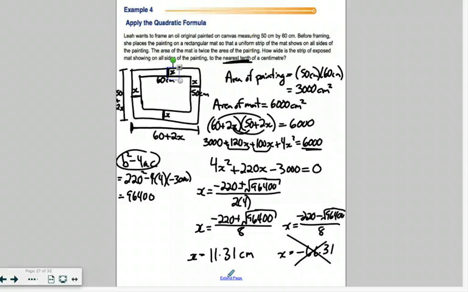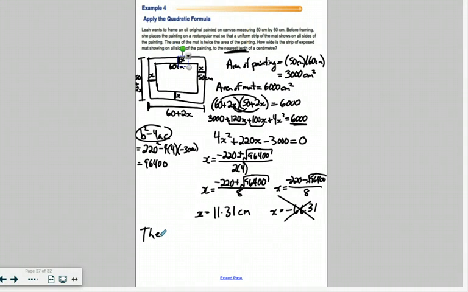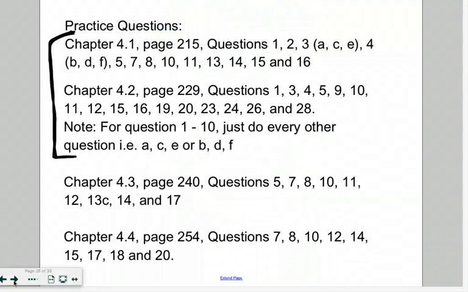However, we're rounding to the nearest tenth, so we can say in our concluding sentence that the width of the strip is 11.3 centimeters. All right? And we've now set up an equation and then solved it using our quadratic formula. Okay? And questions that relate to quadratic formula solving are here in chapter 4.4, and from that last video on solving by completing the square, those are in chapter 4.3.